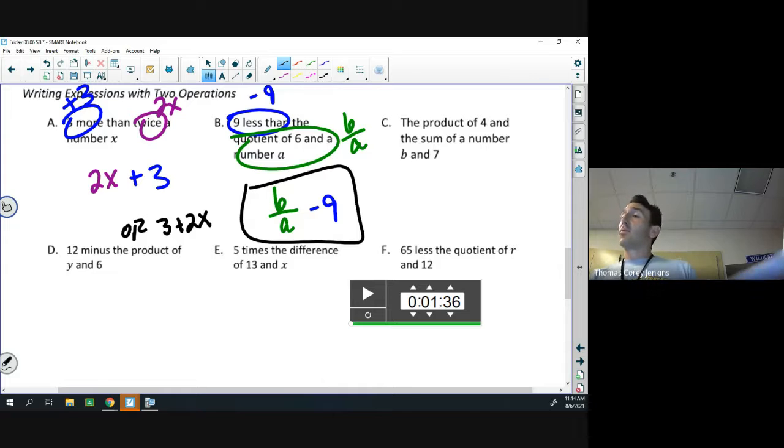And then C, we have the product of 4 and the sum. Sorry, let me try that again. Some of these are just a mouthful. The product of 4 and the sum of a number, B and 7. So these are kind of subjective too. They get a little bit tricky, but who can tell me why that doesn't seem to be correct, or what I can add to correct it even?